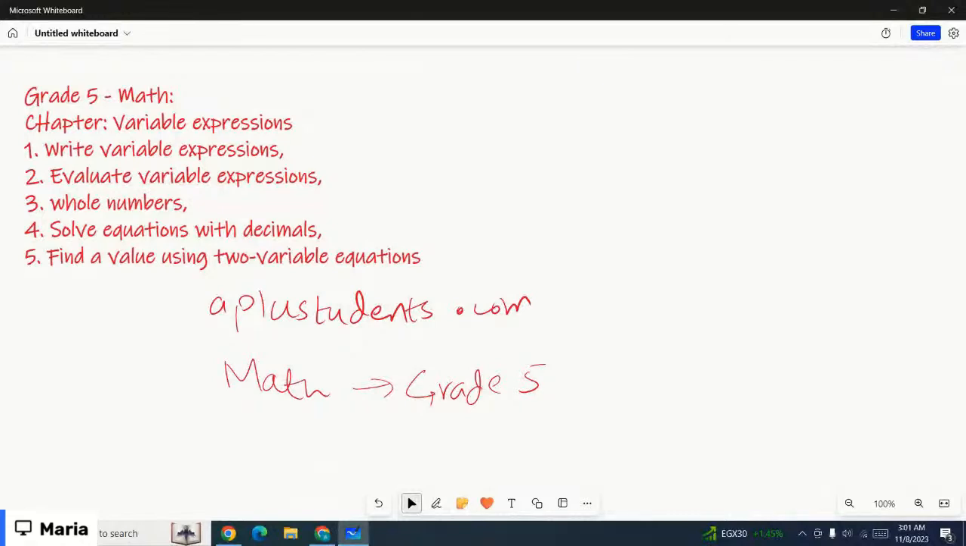Whole numbers, solve equations with decimals and find a value using two variable equations. So please make sure you have your notebook and pencil so that you can note down the important examples and definitions as well.